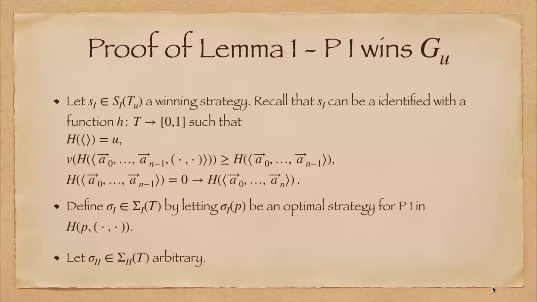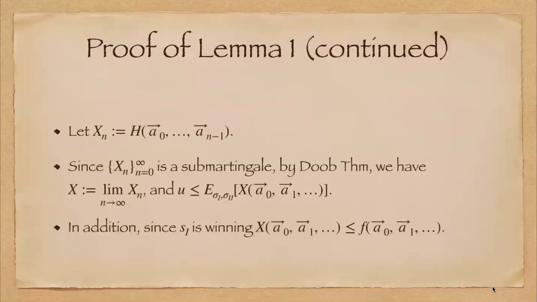Now I want to show you this sigma 1. Actually, the value of this sigma 1 is at least u, right? So this is how it is done. You just take an arbitrary strategy for player 2, and together with the strategy of player 1, with sigma 1, they induce a probability measure over plays. And now we define the random variable xn to be just the value of the function h at the history of length n.